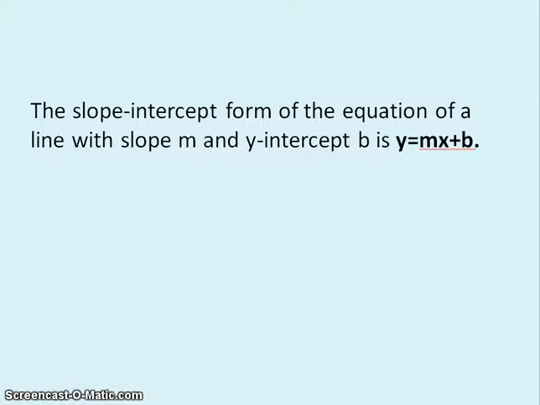So some of the examples that we saw last chapter, for instance, y is equal to 3x plus 2, where 3 is our slope, so that's the number in front of the x, and our y-intercept is 2.